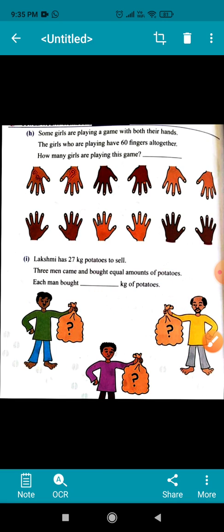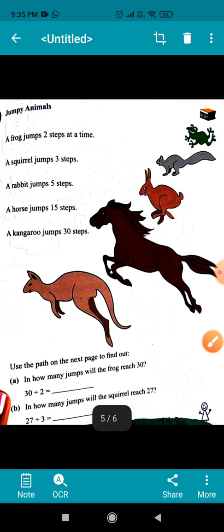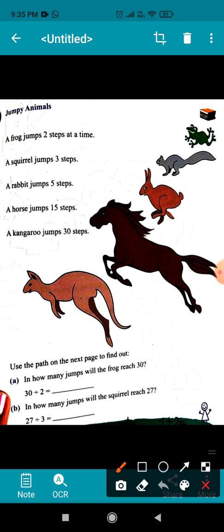Okay. Now, children, let us see this question. Here you can see a frog jumps 2 steps at a time, a squirrel jumps 3 steps, a rabbit jumps 5 steps, a horse jumps 15 steps, and a kangaroo jumps 30 steps. Use the path on the next page to find out.